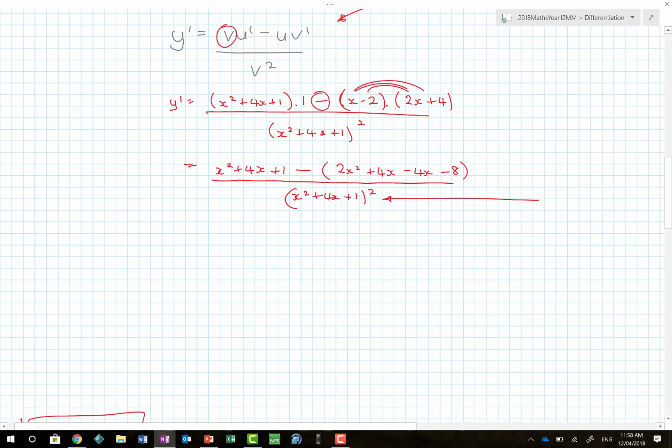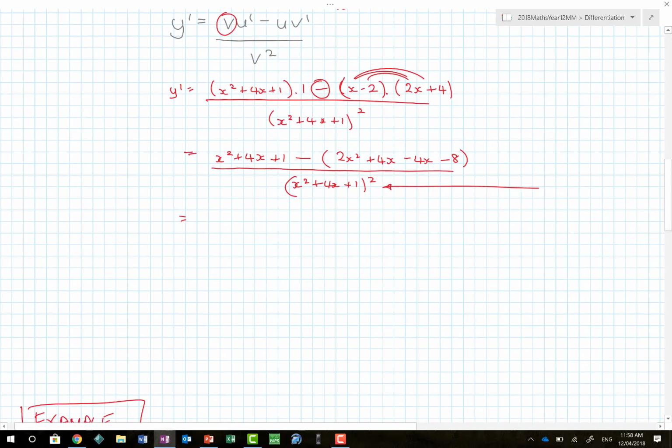And the reason I left these in brackets was because that minus is now going to have an impact on everything that I do for the rest of the question. So I have x squared plus 4x plus 1 minus 2x squared. That plus 4x and minus 4x disappear. And then that becomes plus 8.